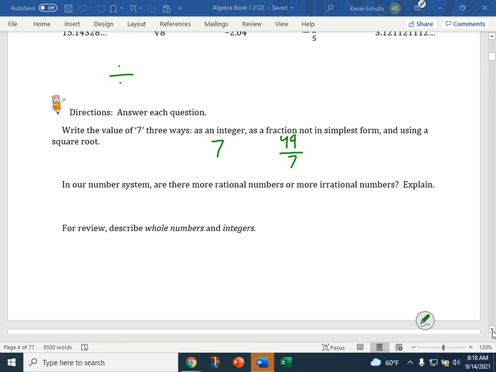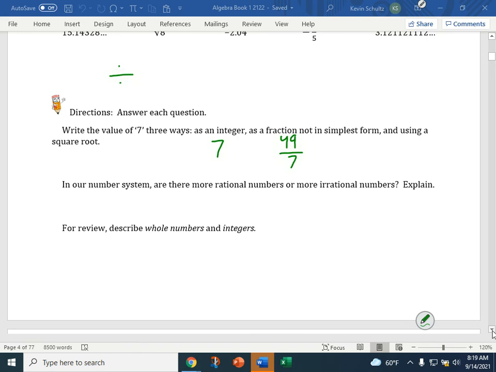Next question. In our number system, are there more rational numbers or more irrational numbers? Explain. And finally, for review, describe whole numbers and integers. We already talked about integers. If you need to, hey, Google, whole numbers. By the way, Google's not a sponsor of this video. Just throwing that out there. Not a sponsor. Could be if you want to, but not officially. Then you can do that. And that's it. Okay, you come tomorrow with this page completed and you get full homework points. We'll correct it in class, and then we'll move on to CO2.